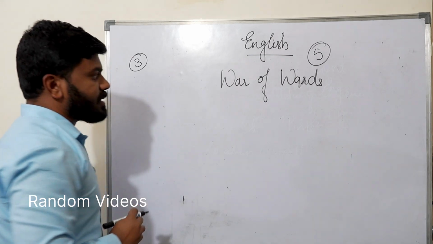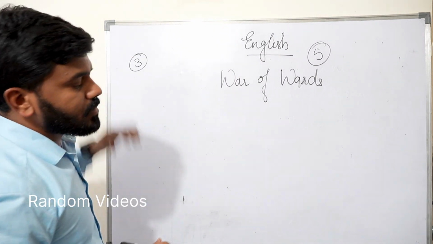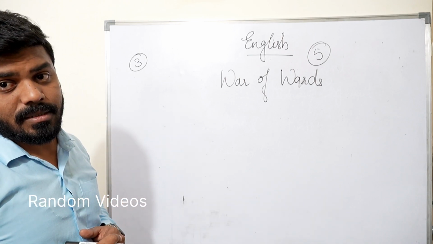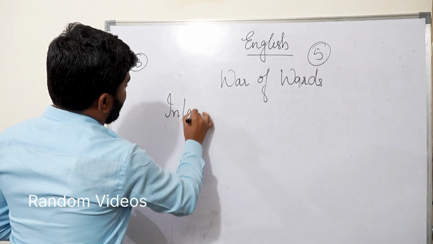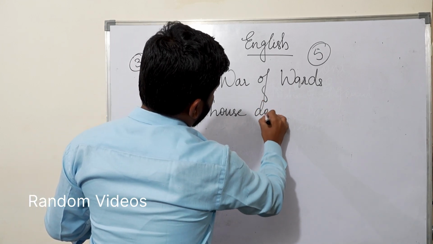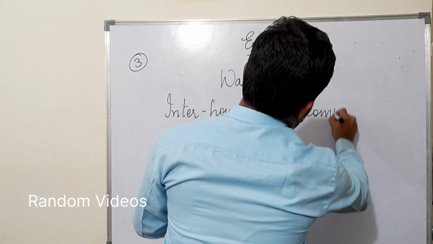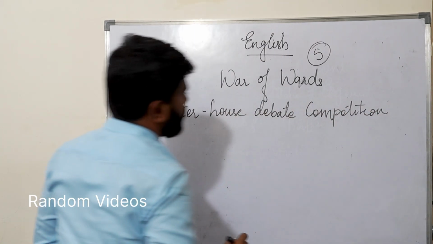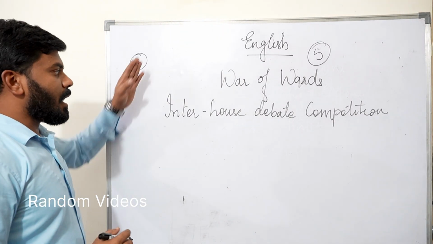This is the title is set. That is the first component. The second component is the name of the event. What is the name of the event? Inter-house debate competition.